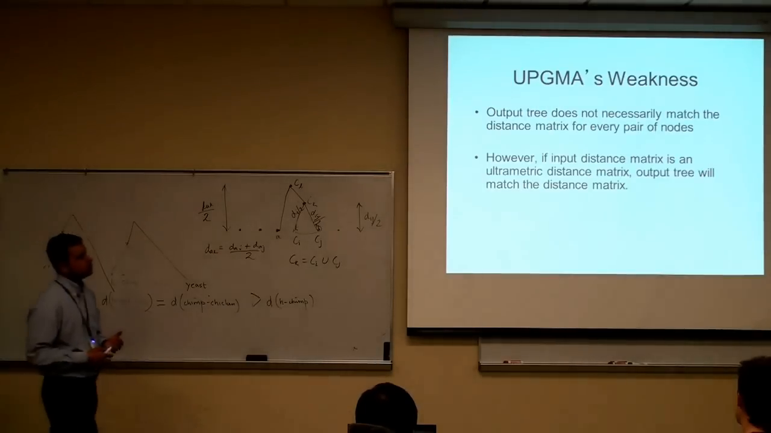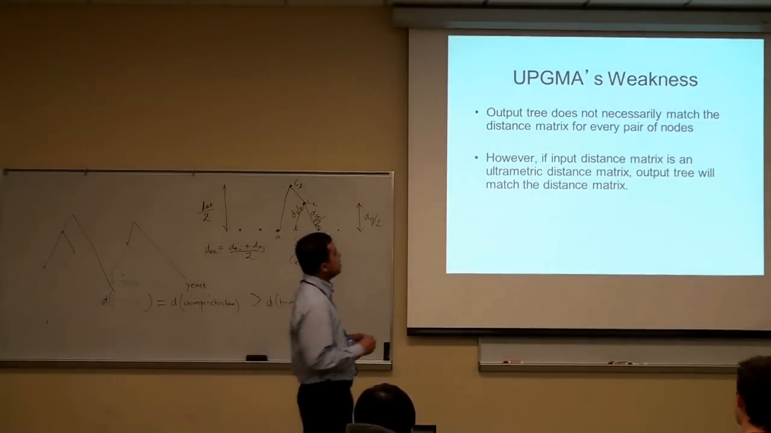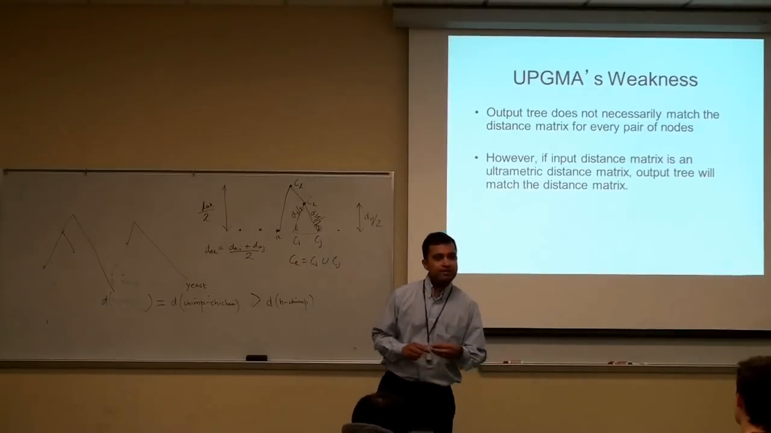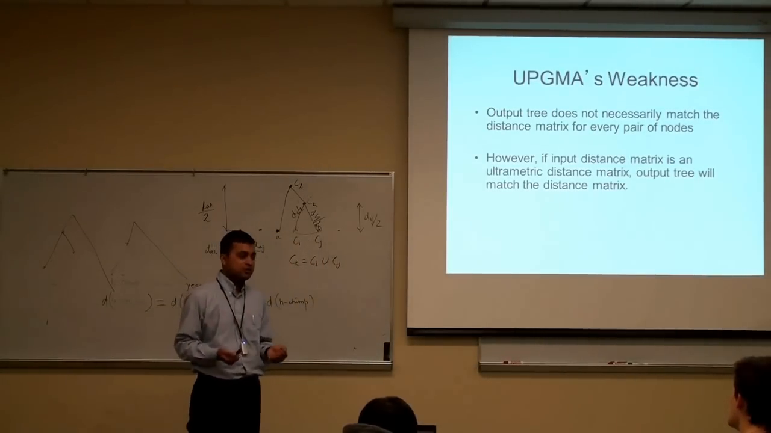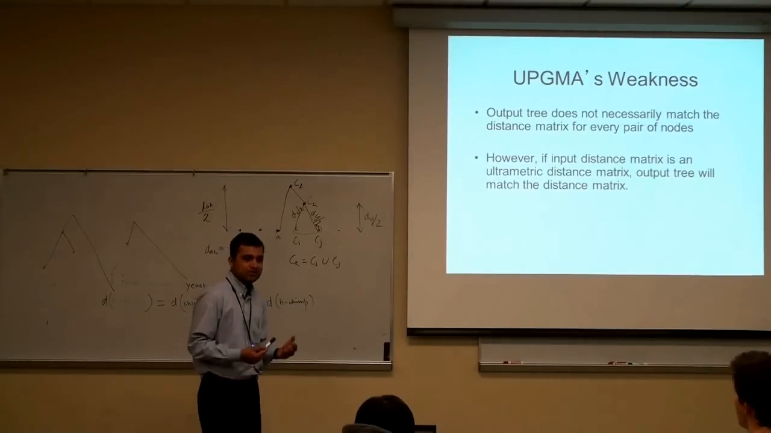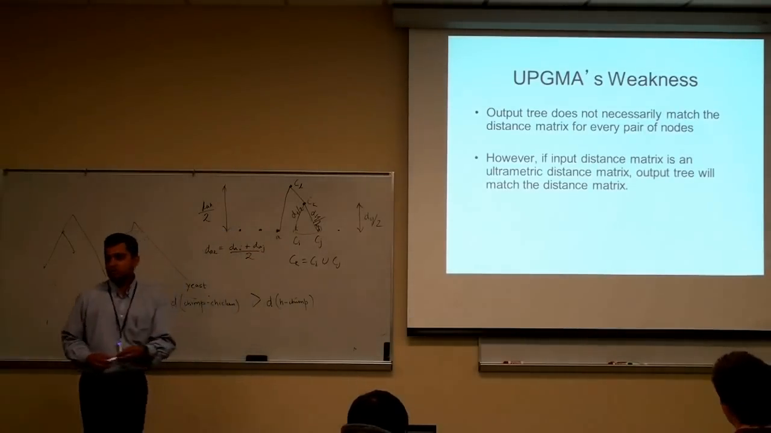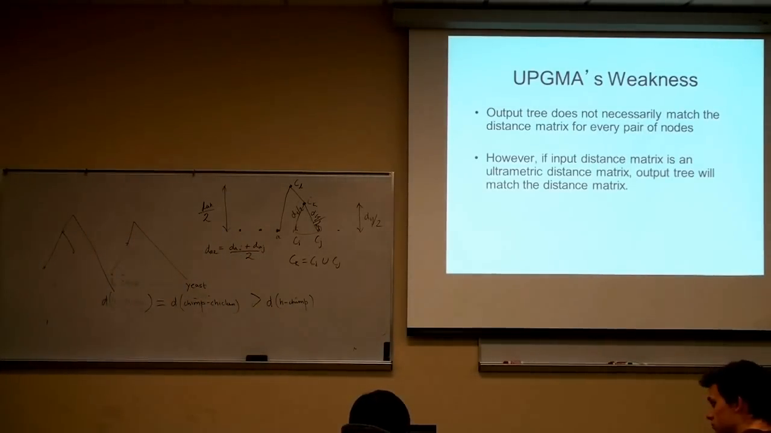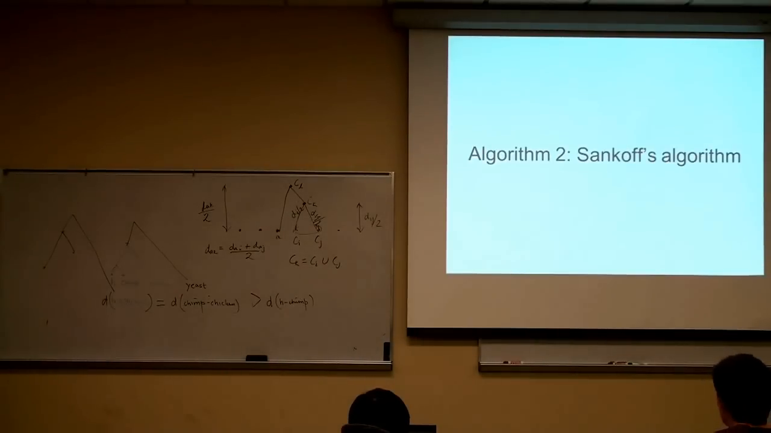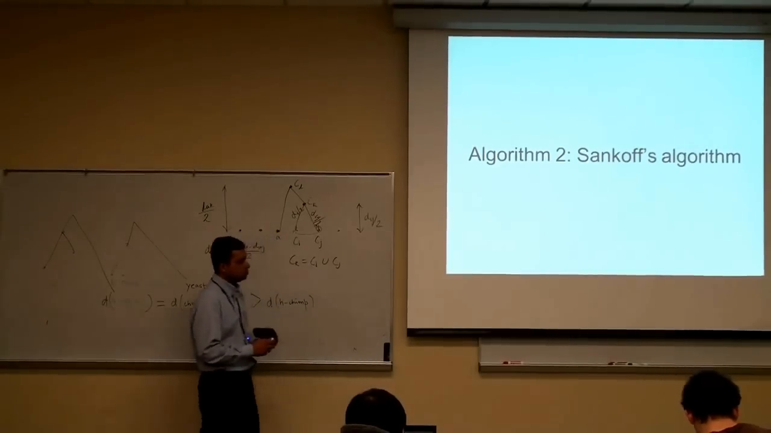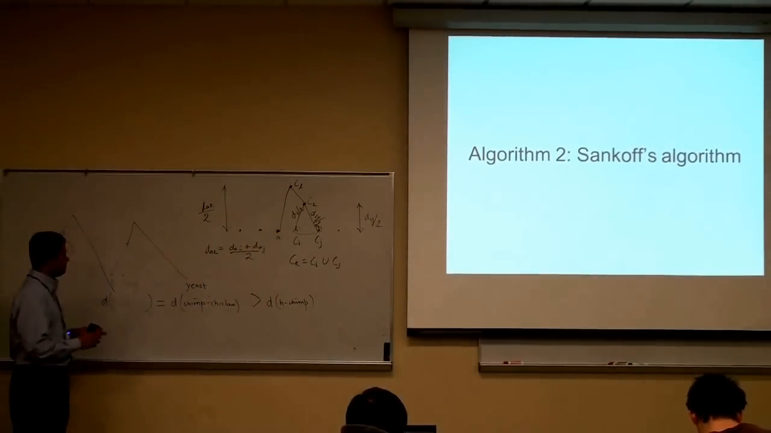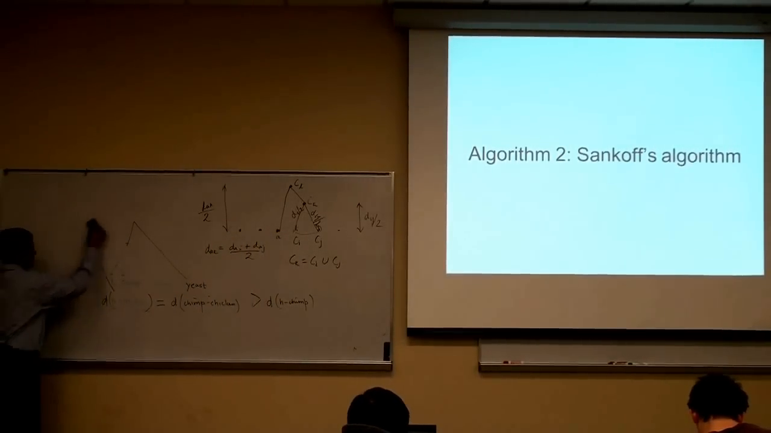So as I've mentioned, the output tree does not necessarily match the distance matrix, except in the case of an ultrametric distance matrix, in which case it'll find the molecular clock tree corresponding to that matrix. Okay, so that's one kind of approach to building phylogenies based on distance matrices.